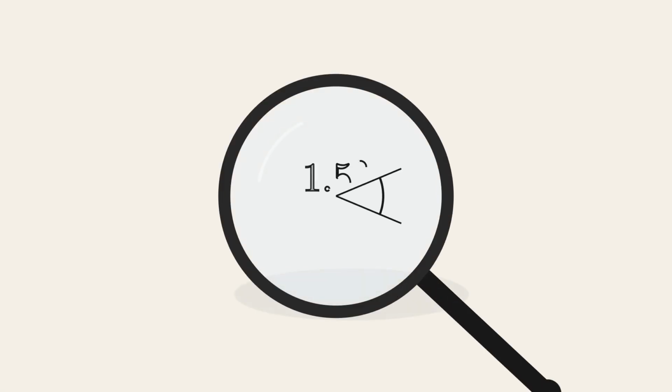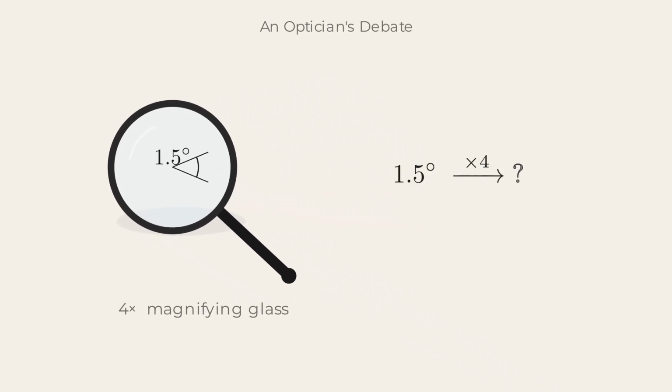An optician holds a 4 times magnifying glass over a small angle, 1.5 degrees. The glass sits over it. The angle is visible inside the lens. The question is immediate. What angle do you see through the glass? You have 5 seconds. Pause and try it.